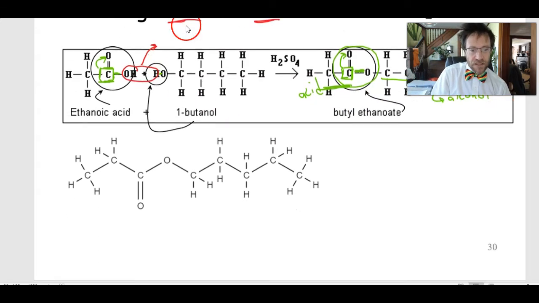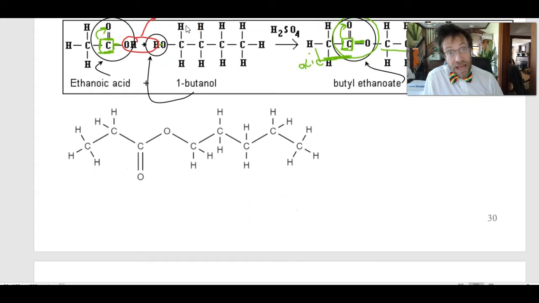Let's come down here to this mess of a thing. And I want to ask you, you will be asked questions like, what acid and what alcohol could have made this crazy looking ester right here?